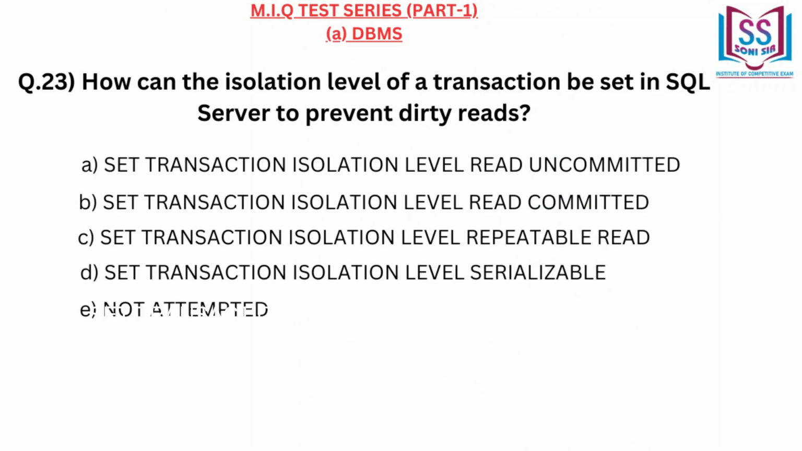How can the isolation level of a transaction be set in SQL Server to prevent dirty reads? A. Set transaction isolation level read uncommitted. B. Set transaction isolation level read committed. C. Set transaction isolation level repeatable read. D. Set transaction isolation level serializable.